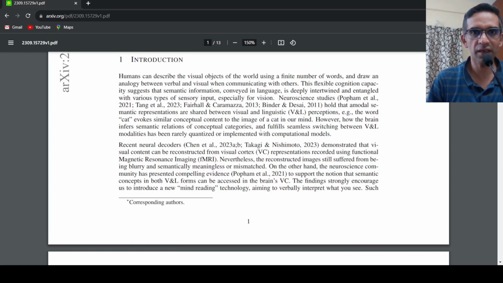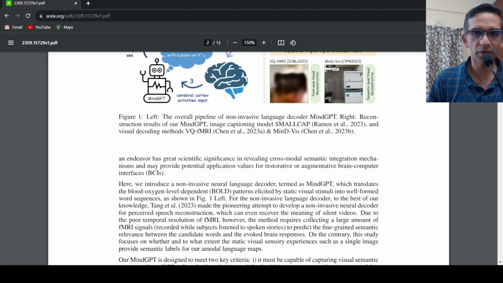So what they are saying is that the word cat evokes similar conceptual content to the image of a cat in our mind. The moment we say cat, you get visuals of a cat in your mind, right? So the word can trigger your visual regions in your brain. So you can do the reverse also, right? That is what they have explained over here. So I'll put a link to this paper in the description of the video. You can check it out.